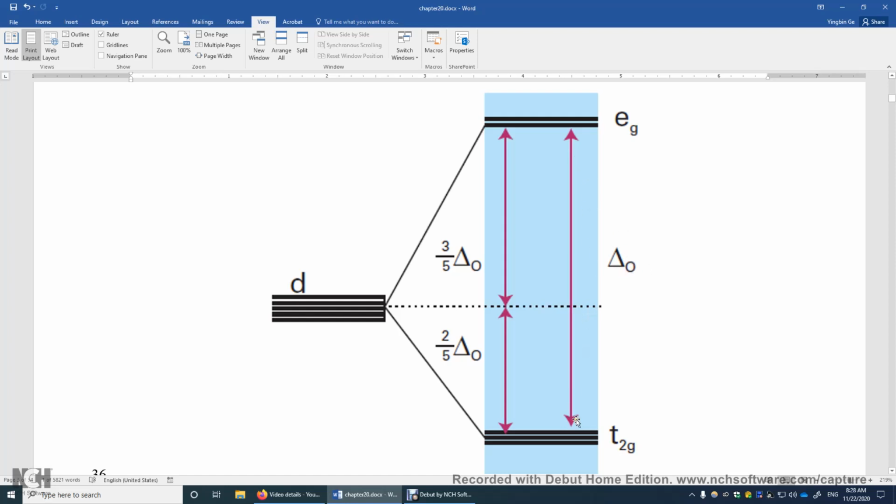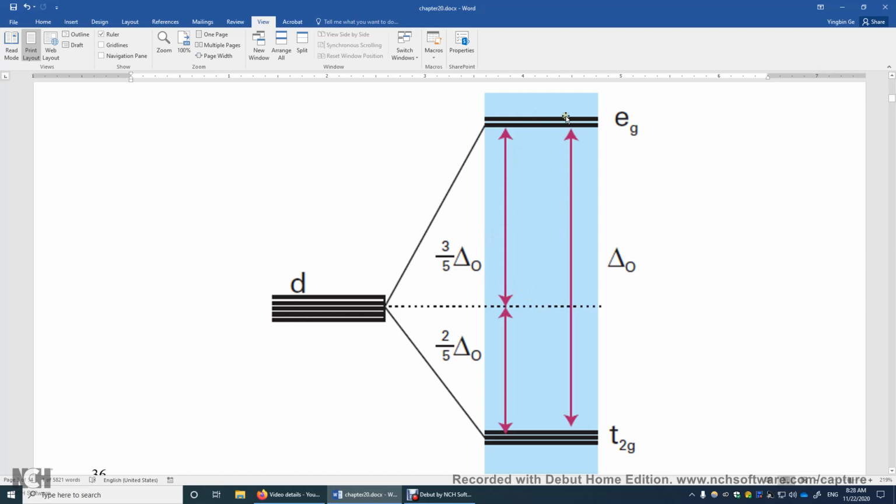So overall, it's delta O. And then we'll have to make sure this barycenter is the center of energies, all right? And then we have two orbitals above the barycenter, three orbitals below the barycenter. So now if you recall how the center of mass is defined in general physics, you will realize that these three are 0.4, or 2/5 delta O, below the barycenter. These two are 3/5, or 0.6, times delta O above the barycenter.